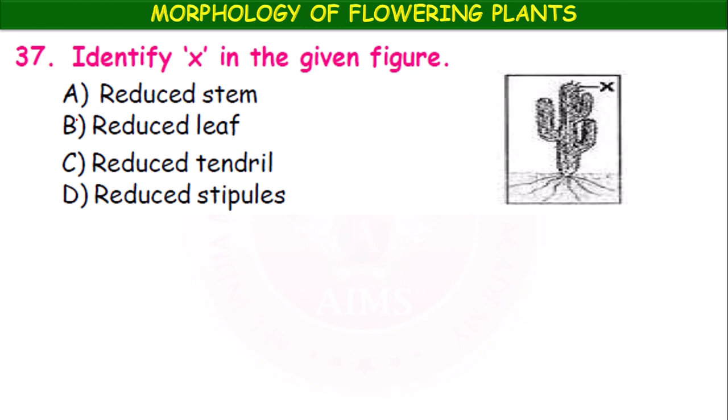Identify X in the given figure. Here you have to identify this part of Opuntia. The options are reduced stem, reduced leaf, reduced tendril, reduced stipules. It is the spines, which are reduced leaf.